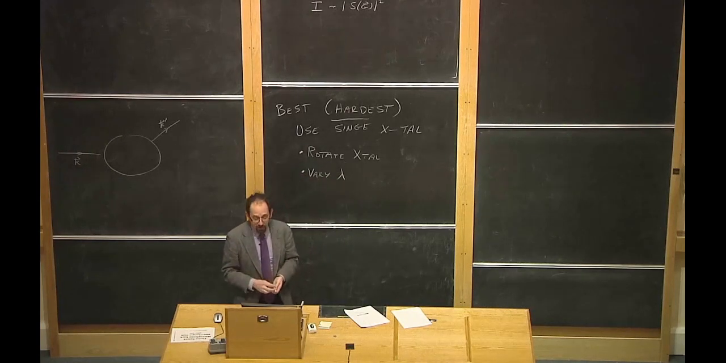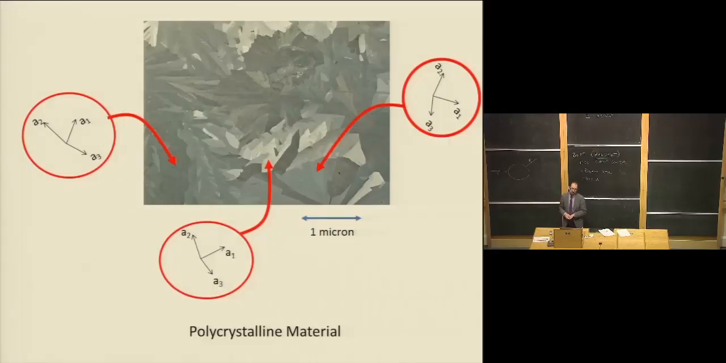Frequently, it's powder. Or even worse than that, you can have what's known as polycrystalline. So this is a picture of a polycrystalline material where you have tiny little crystallites which are about the size of a micron. So there's a little crystal here, a little crystal here, and those crystals have their axes misoriented with respect to each other, and they're all sort of smooshed together. You can think of it as like a powder of tiny little crystals all stuck together.